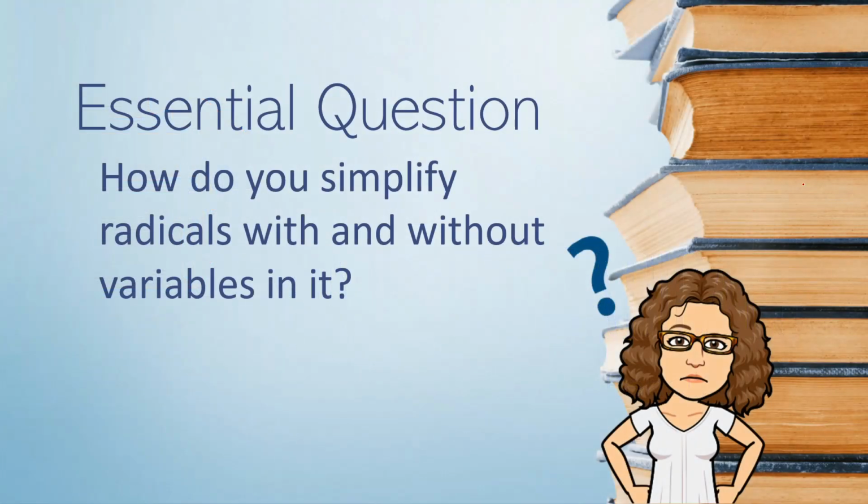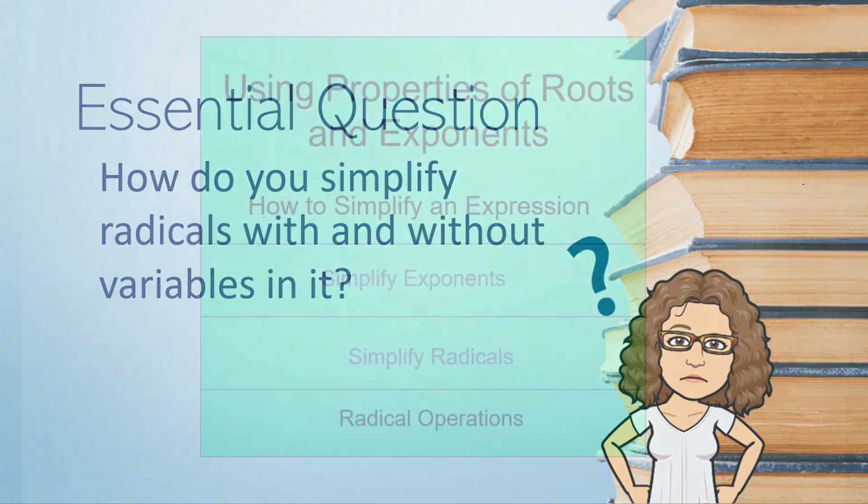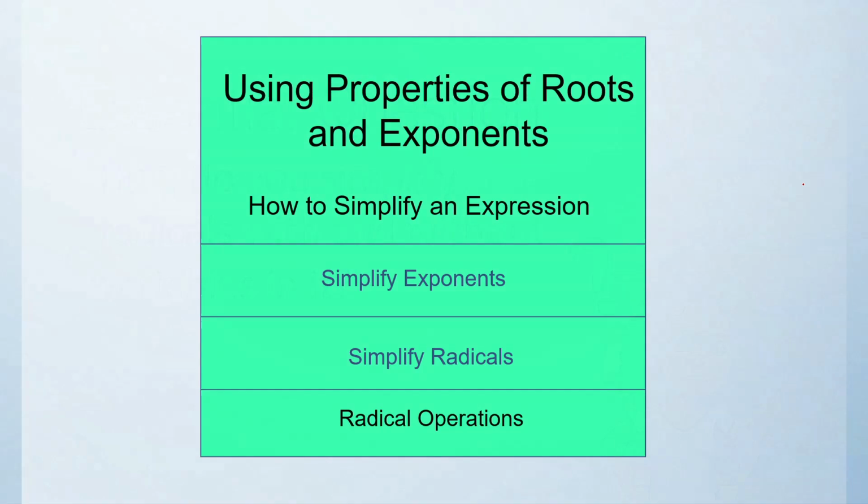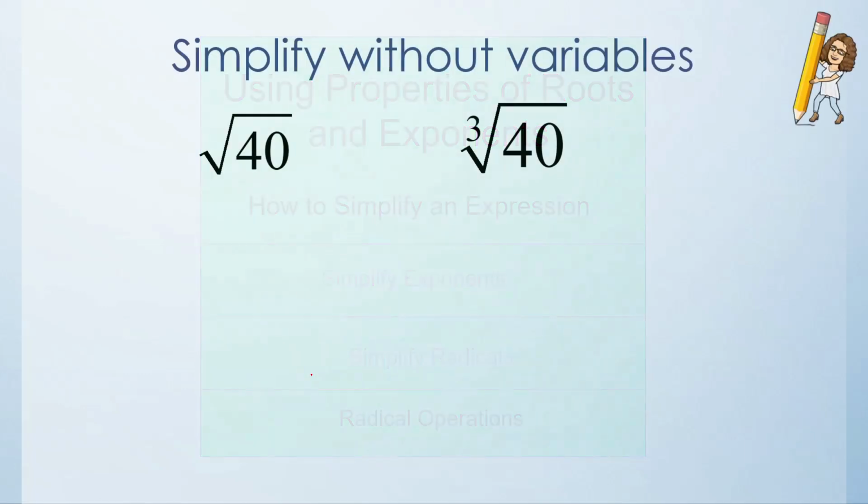Today, our essential question: how do you simplify radicals with and without variables in it? So the title we're going to be in today is this one right here, Simplifying Radicals. That's where you want to open up to. You guys already know how to simplify a radical without a variable, square roots especially. However, we need to talk about cube roots as we're looking at them.